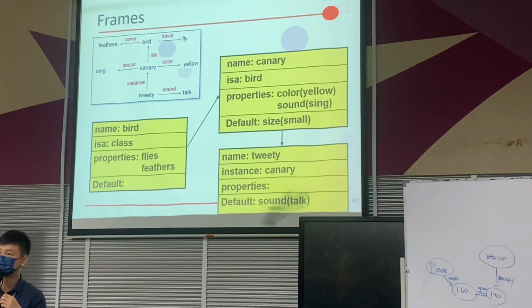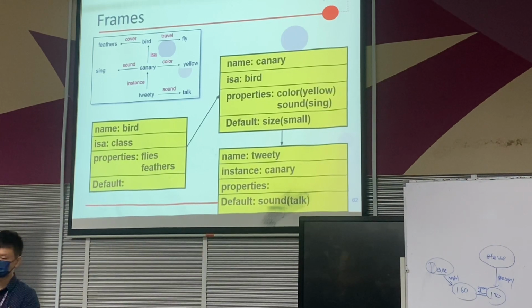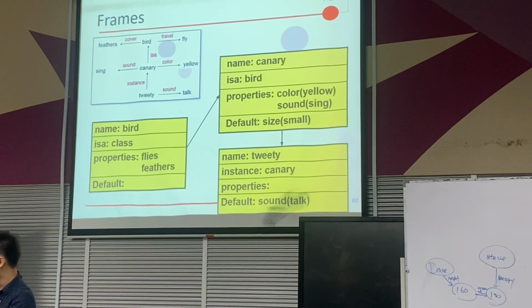Not often. Normally, we will represent the sequence of events or the properties using frames, or the sequence of events using semantic networks.